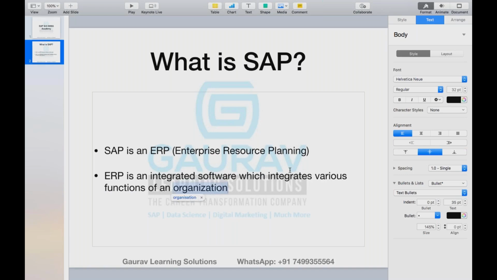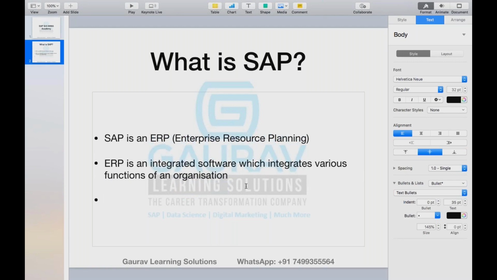Okay, let me give you a simple example here. Can you just name some of the functions within the organization? Some of the departments, maybe you can think about in this way. What are the different functions that an organization does? Just think about a manufacturing company and tell me what are the different departments this organization has and what functions they are performing.